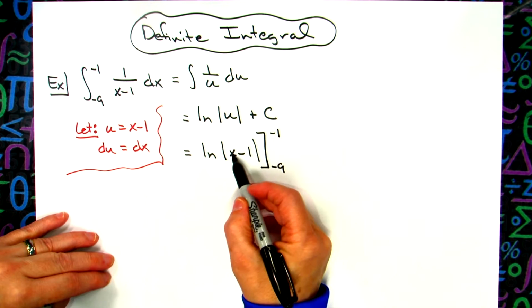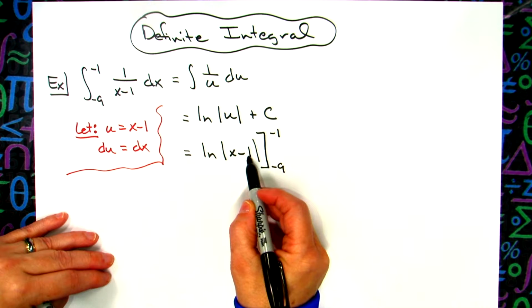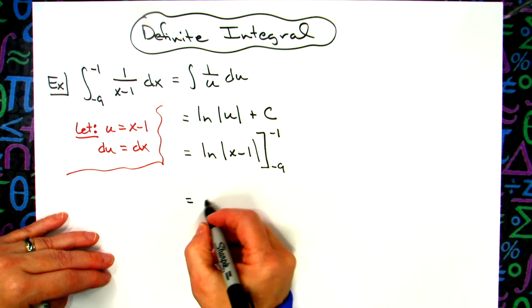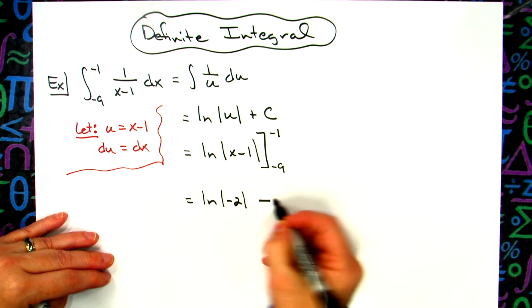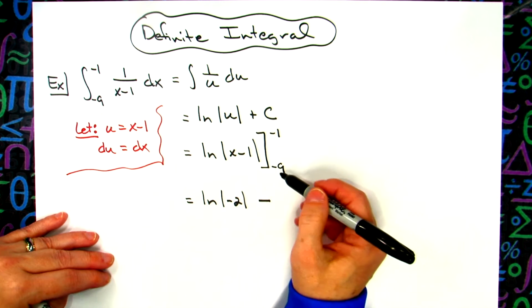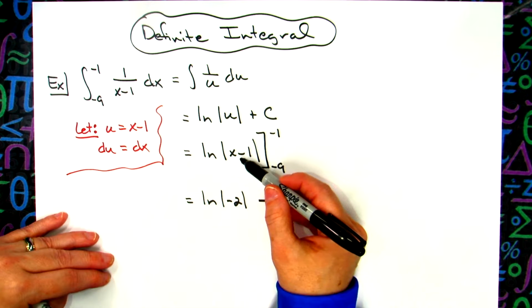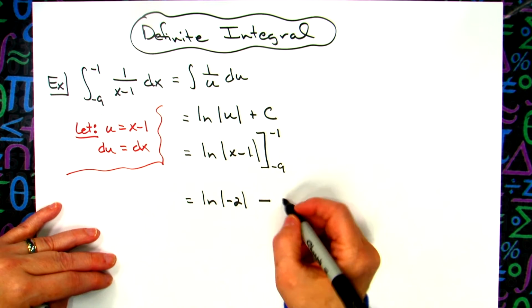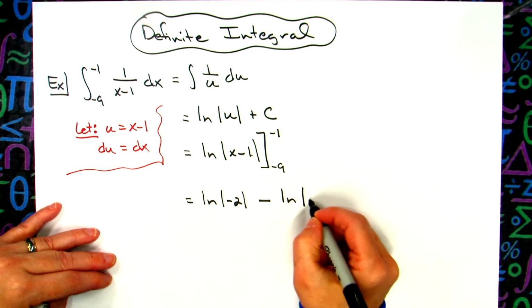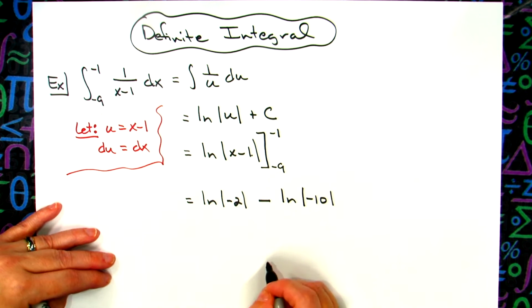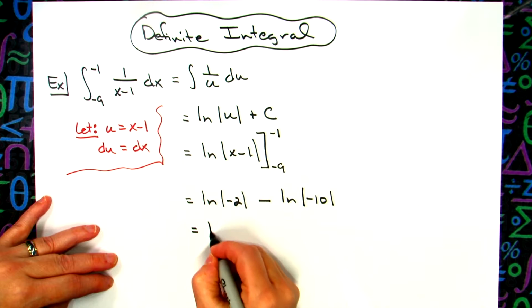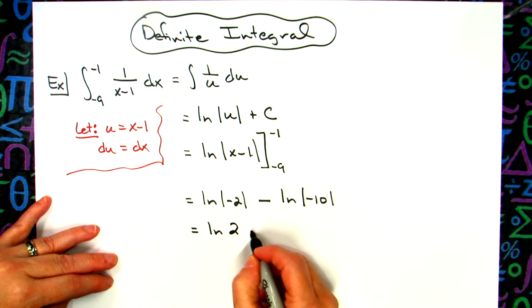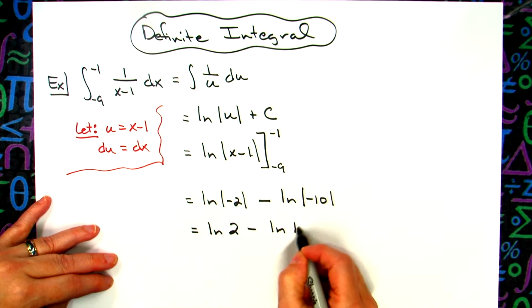All right, plugging in a -1 here, -1 minus 1 will give me a -2. So I'm going to have natural log absolute value of a -2, and then minus, I'm going to plug in that -9. When I plug in -9, -9 minus 1 is going to give me a -10. So natural log, absolute value of -10. All right, taking the absolute values of both of those, then we'll have the natural log of 2 minus the natural log of 10.